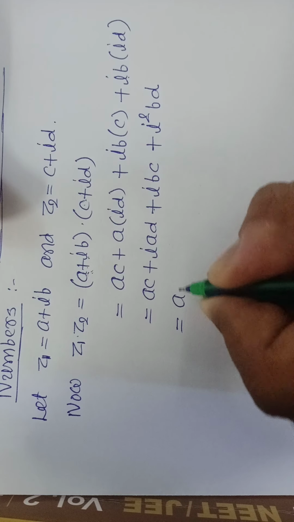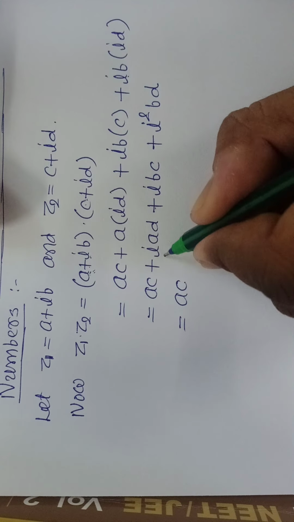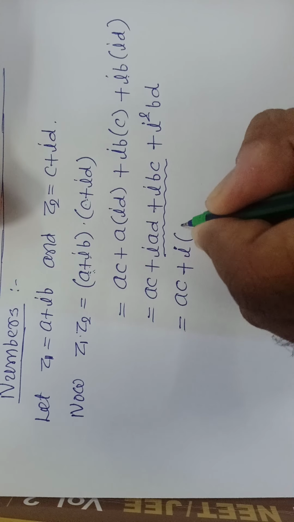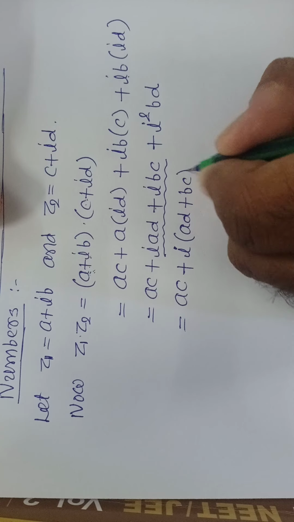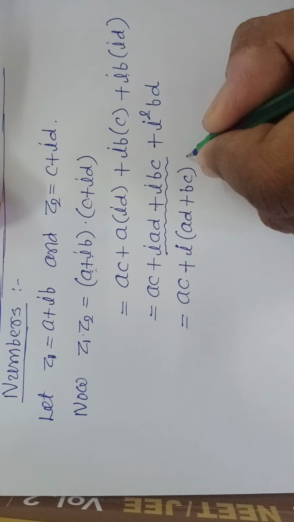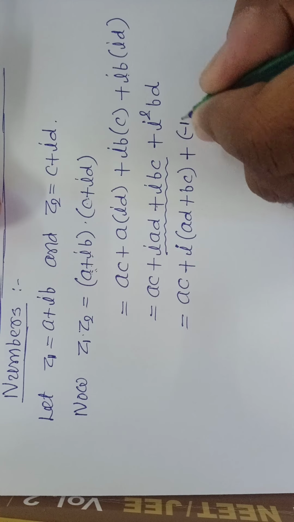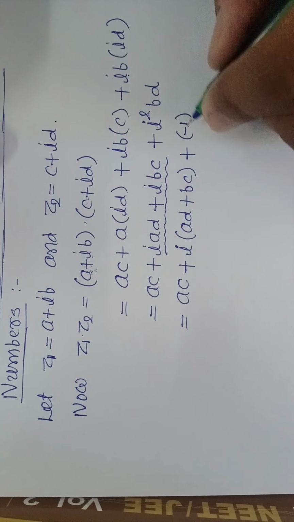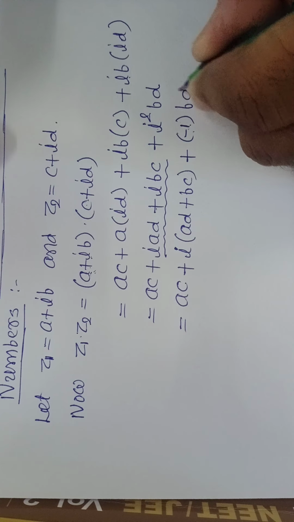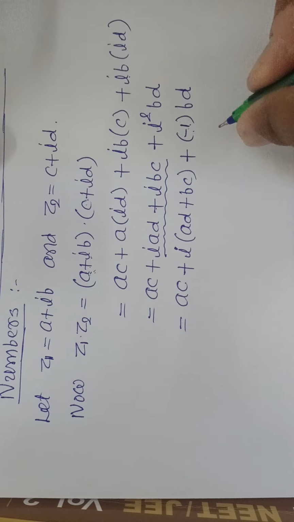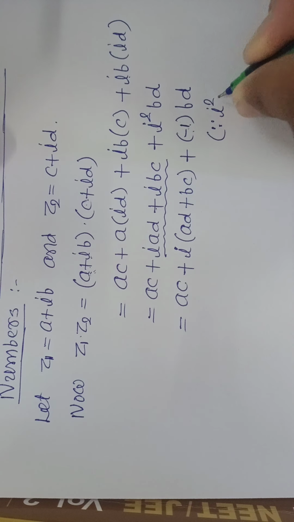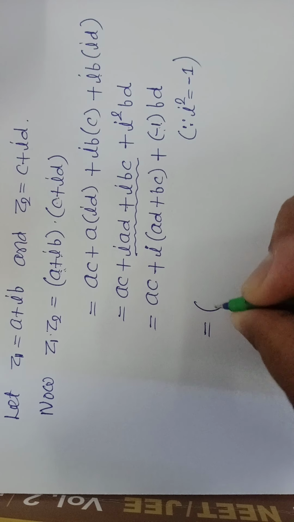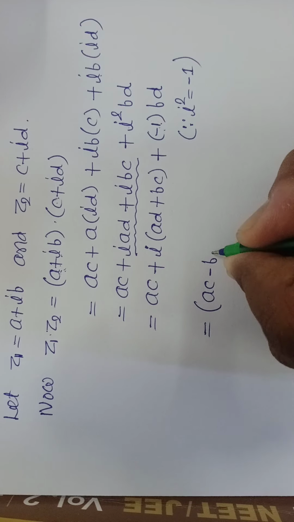Now see carefully. ac as it is I write. From these two terms, let us take i common. So i(ad plus bc), right? And plus what is i square? It is minus 1, my friend. As we know from the previous lecture, i square is minus 1, into bd, right? The reason I write once again, i square is minus 1, my friend. So that's why this is ac minus bd.